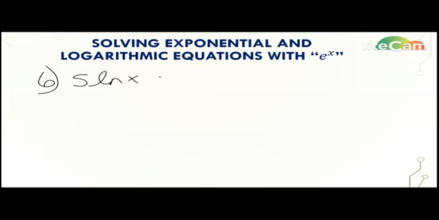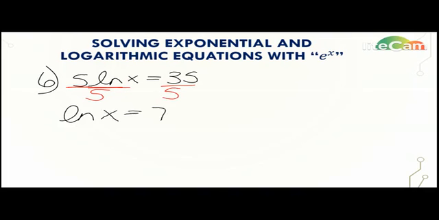All right, here we go. Number 6. 5 times the natural log of x equals 35. Please remember that you want to move everything over that's not part of the log. So if I divide 5 over, I get natural log of x equals 7. Notice that I am actually changing the ln to a log e.